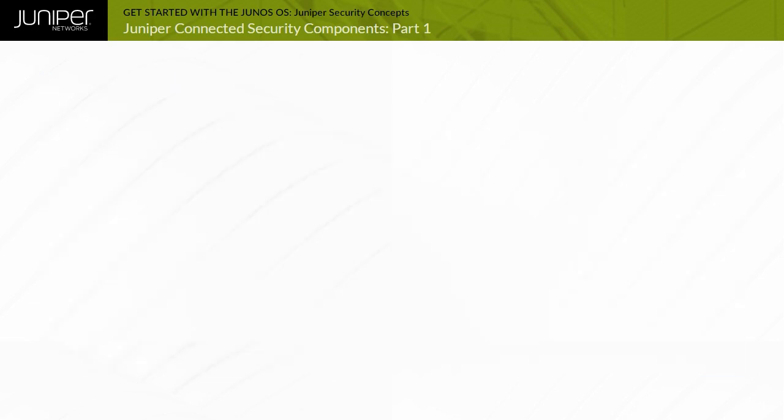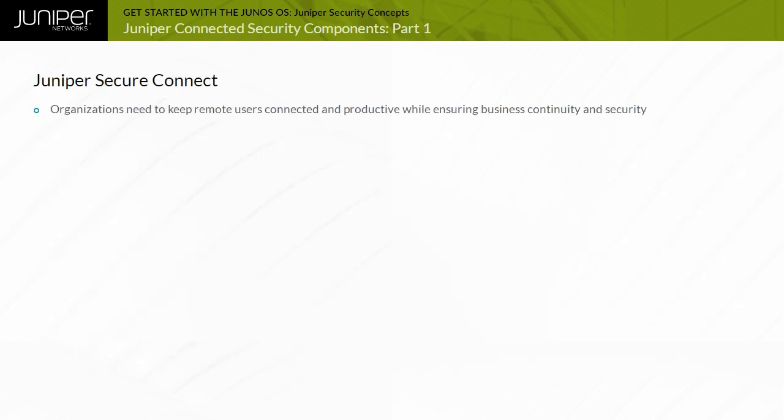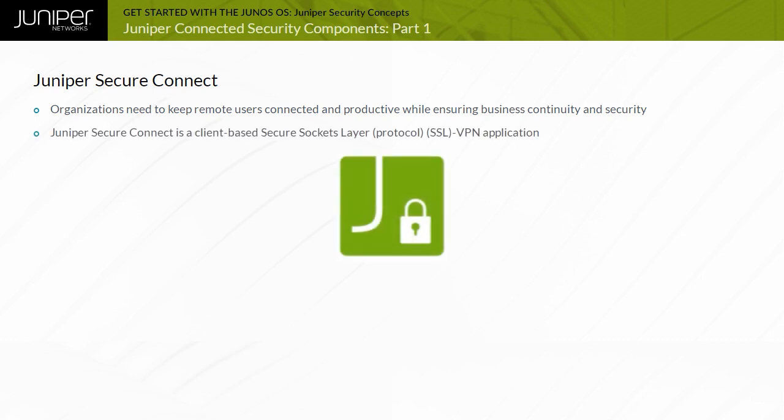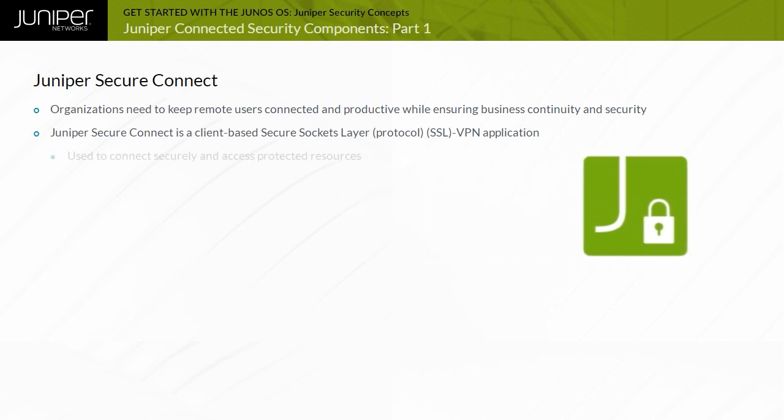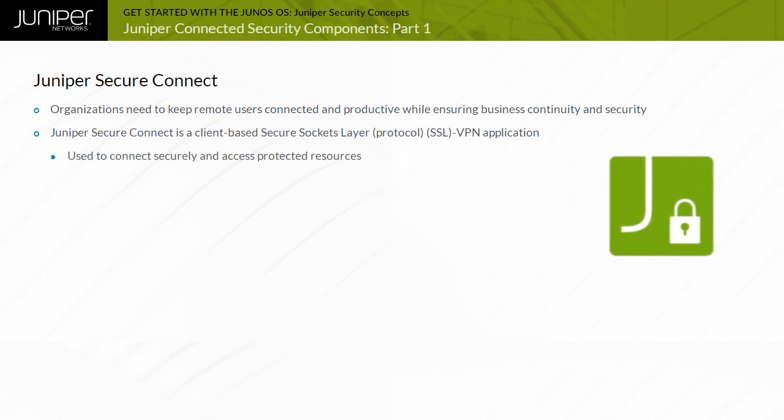threat environment. With today's modern distributed workforce, organizations need to keep remote users connected and productive while ensuring business continuity and security. Organizations need to provide endpoint protection as part of a comprehensive and connected security strategy. Juniper Secure Connect is a client-based secure sockets layer protocol or SSL VPN application that provides you to connect securely and access protected resources on your network.